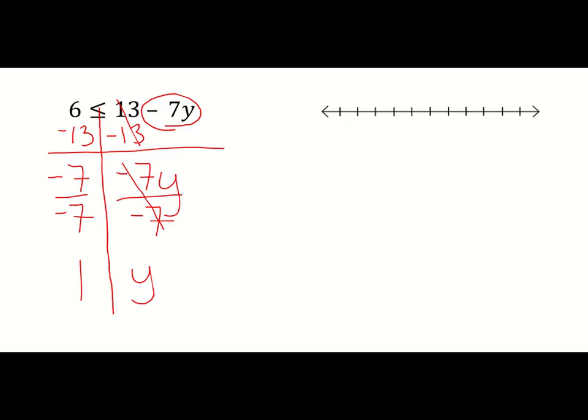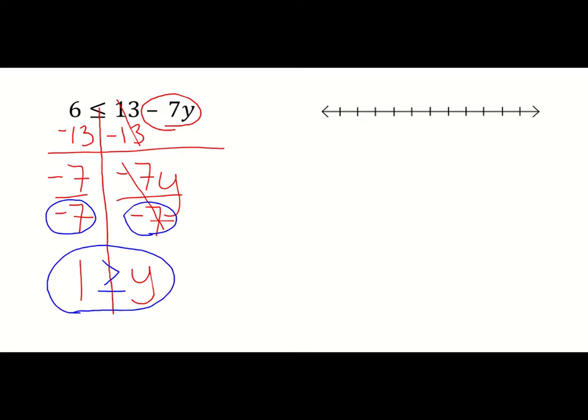Now, since I just divided by a negative number, I chose to divide both sides by -7. The golden rule of inequality says we must flip the inequality symbol. So right now it says less than or equal to. I need to flip this to be greater than or equal to because I divided by a negative on both sides. So my inequality statement says 1 is greater than or equal to y. So 1 is bigger or equal to any other number is my inequality statement.